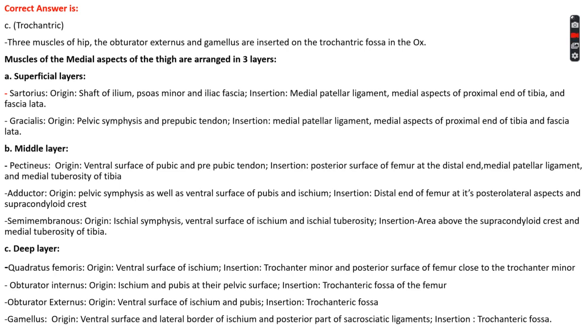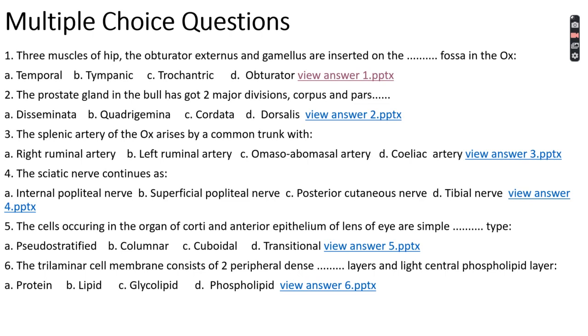Okay, and the obturator internus muscle originates at the ischium and pubis at their pelvic surface, and inserts at the trochanteric fossa of the femur. Similarly, the obturator externus also inserts at the trochanteric fossa of the femur, and the gemellus also inserts at the trochanteric fossa of the femur. But the origin of the obturator internus is the ischium and pubis at its pelvic surface, while the externus originates from the ventral surface of ischium and pubis. Okay, and the gemellus originates from the ventral surface and lateral border of ischium and the posterior part of the sacrosciatic ligament.